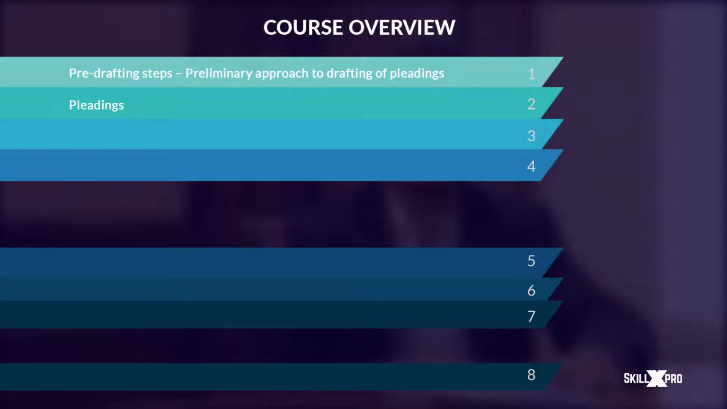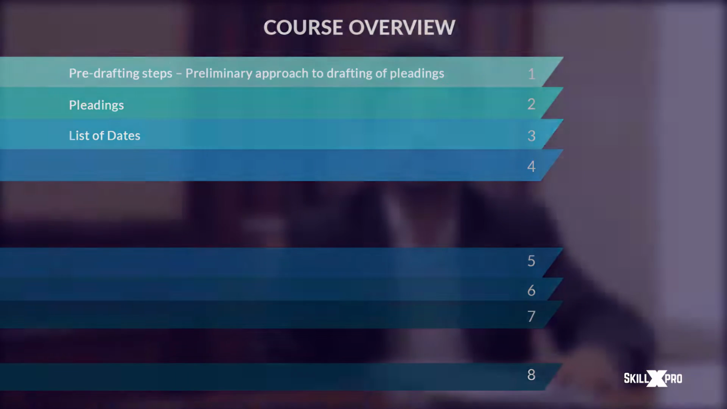After that, we will deal with certain fundamentals of pleadings which would be applicable across different kinds of pleadings, irrespective of what they are. Then we would cover the different types of pleadings and how they are different from each other. After that, we would deal with a typical list of dates which normally accompanies every pleading or every proceeding that you file. After that, we will get into the specific types of pleadings and the formats.